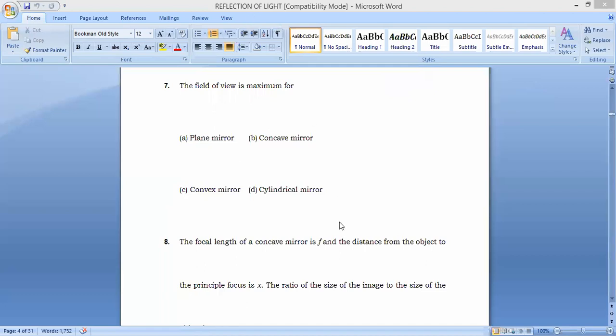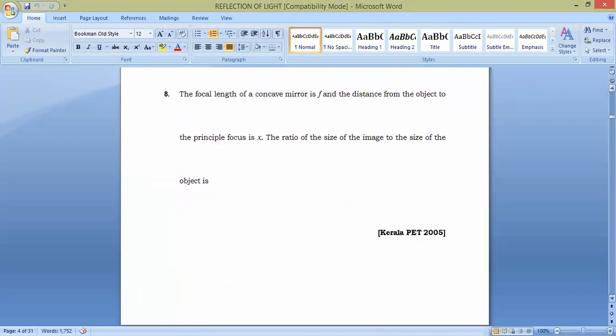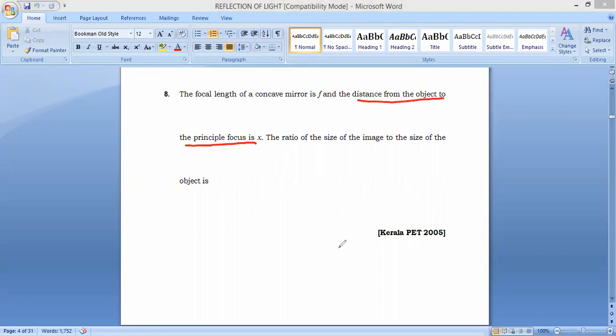Next question. The focal length of a concave mirror is f, and the distance from the object to the principal focus is given. See here, the distance of the object to the principal focus, that is nothing but x. And they are asking to find the size of the image to the size of the object. That is m. I need to find it.